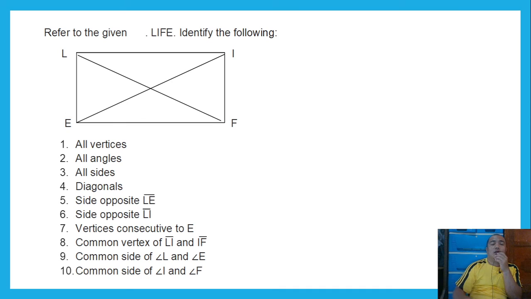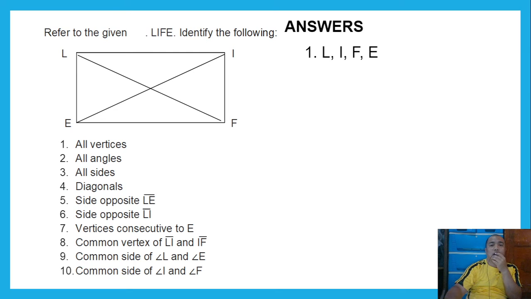Okay, here in the parallelogram LIFE, name all the vertices, all angles, sides, diagonals, side opposite of LE, side opposite LI, vertices consecutive to E, common vertex of LI and IF, common side of angle L and angle E, common side of angle I and angle F. Number 1, what are the 4 vertices? Point L, point I, point F, point E.